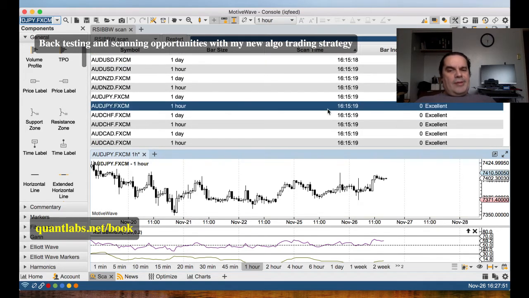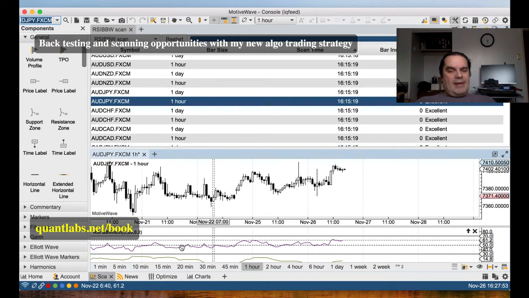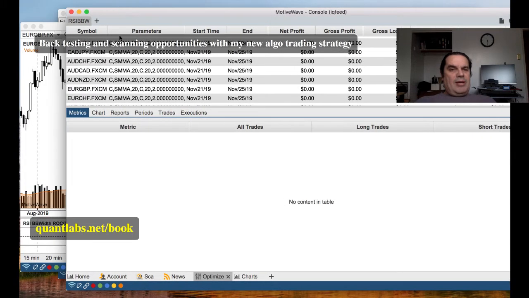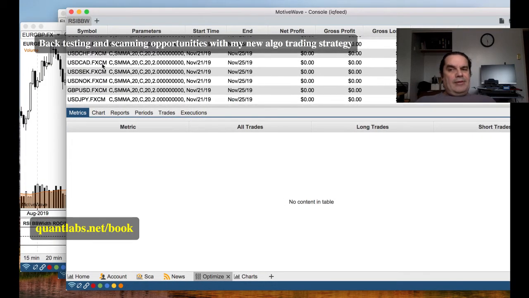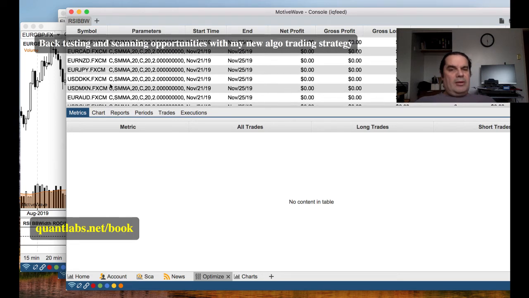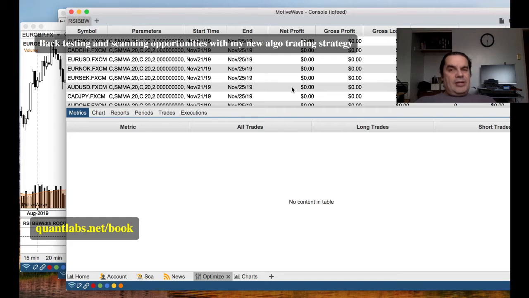Now, the other one that's probably more critical is the backtesting capability. Here, I've run an optimize against all the different available pairs. And you can see here it's not generating any form of profit or loss. Again, that's early stages. I could obviously be messing up either in the parameter settings or in the code. So I'm not too worried about this.